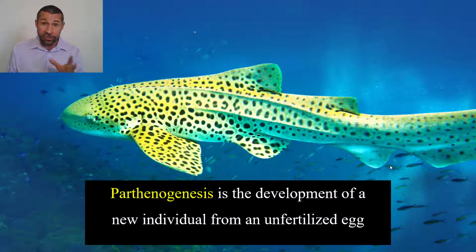A final form of asexual reproduction is called parthenogenesis, or the virgin birth. It's when an offspring actually develops from an unfertilized egg. So it was recently observed in an aquarium in Australia in a captive zebra shark. Let me show you this real quick.